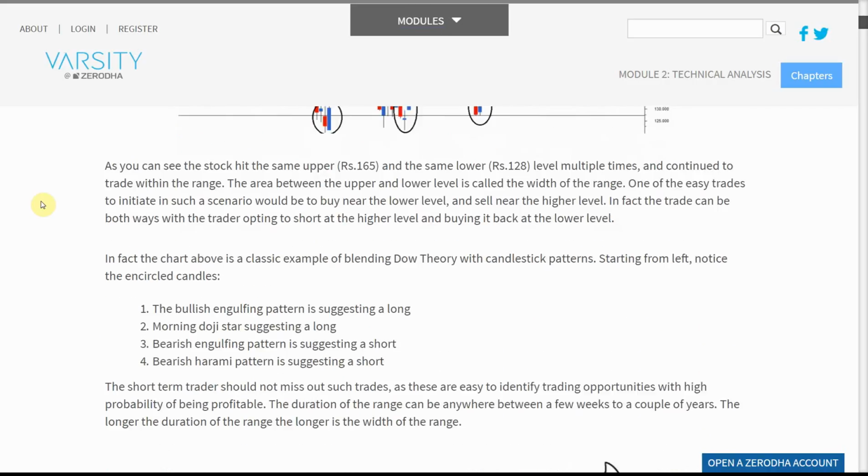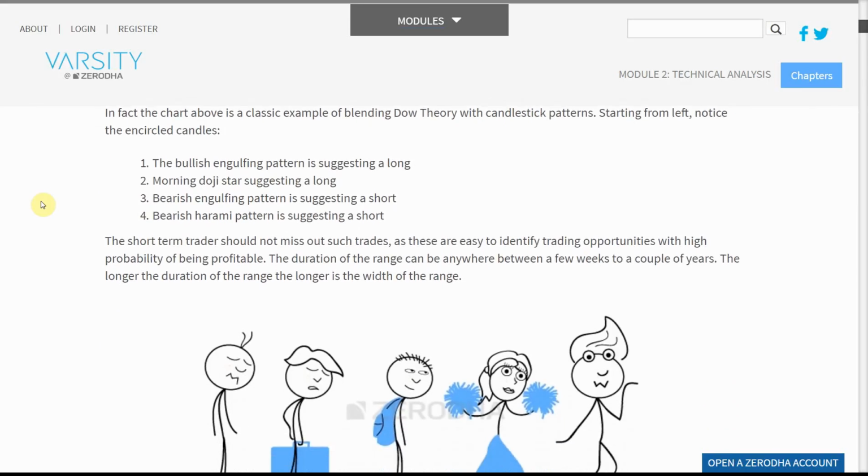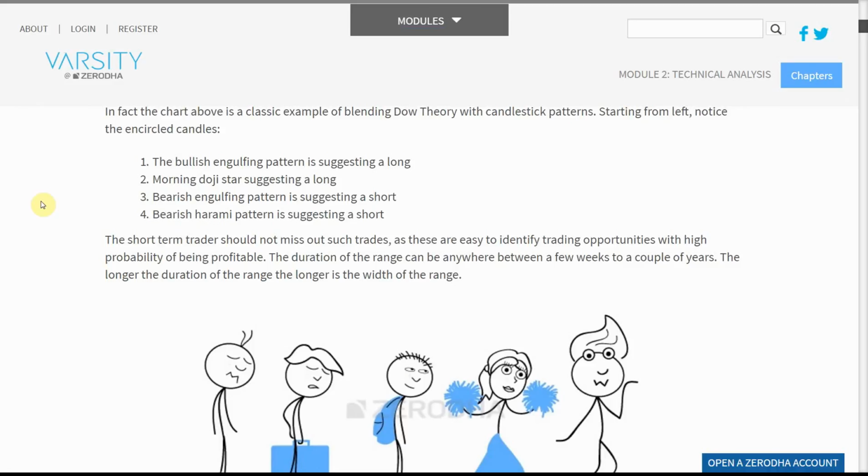The short-term trader should not miss out such trades, as these are easy to identify trading opportunities with high probability of being profitable. The duration of the range can be anywhere between a few weeks to a couple of years. The longer the duration of the range, the longer is the width of the range.